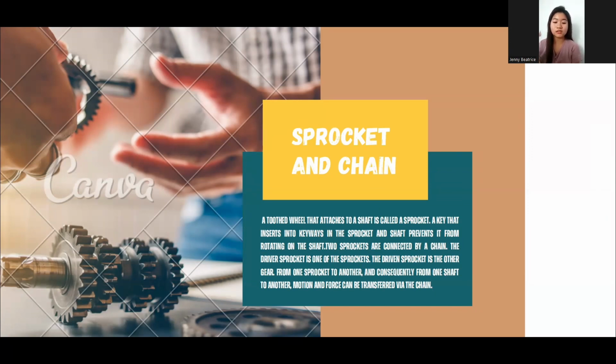A toothed wheel that is attached to a shaft is called a sprocket. A key that inserts into keyways in the sprocket and shaft prevents it from rotating on the shaft. Two sprockets are connected by a chain. One of the sprockets is the driver sprocket, and the other is the driven sprocket. Motion and force can be transferred from one sprocket to another, and consequently from one shaft to another, via the chain.